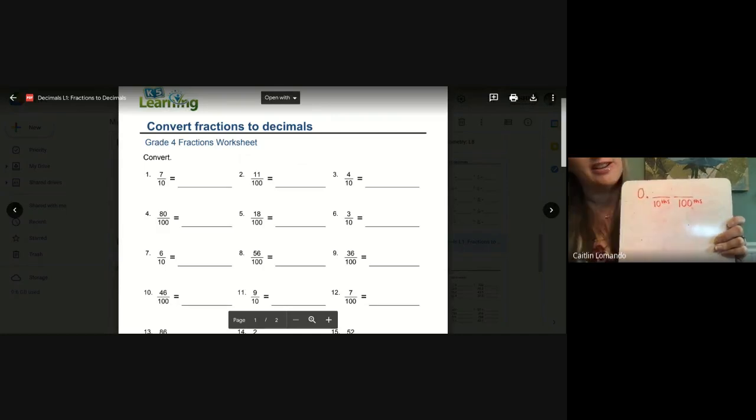Number 7 is 6/10. Let's pause and think about how to write that. If you have 0.6, you are correct. That's how we write 6/10. Let's look at number 8.